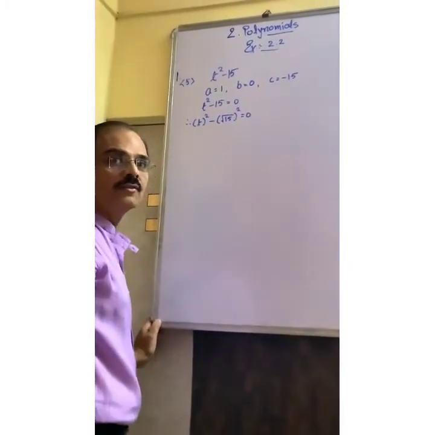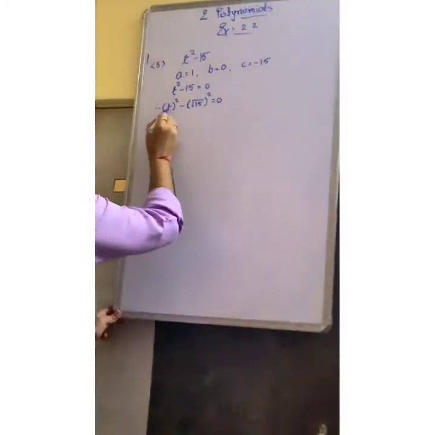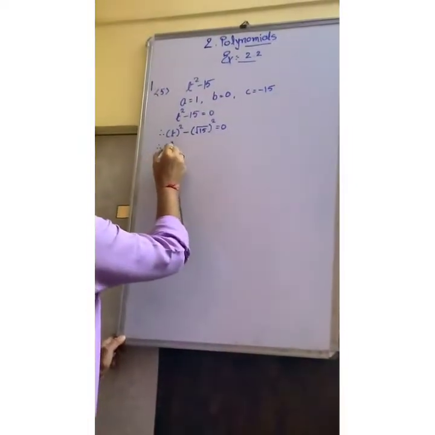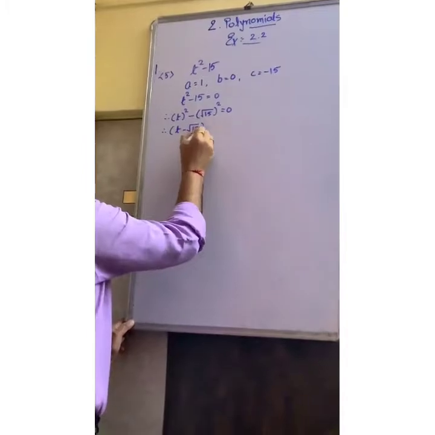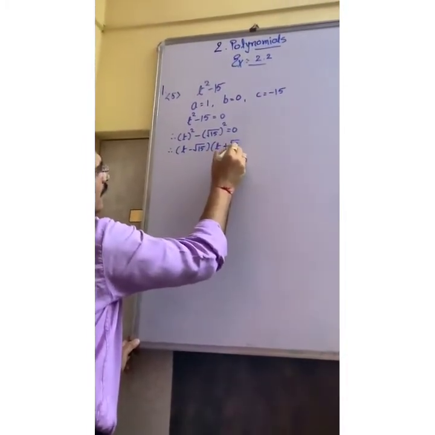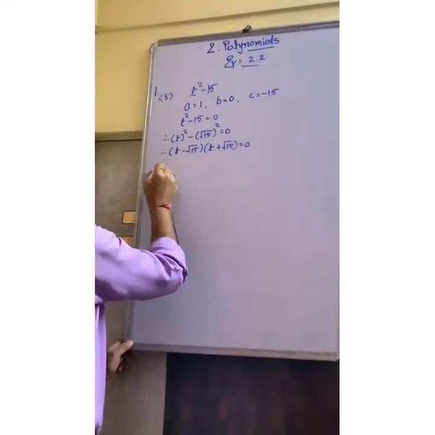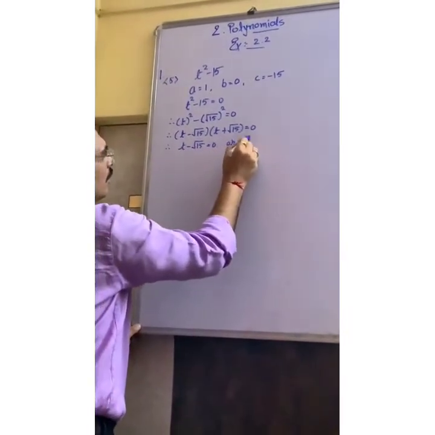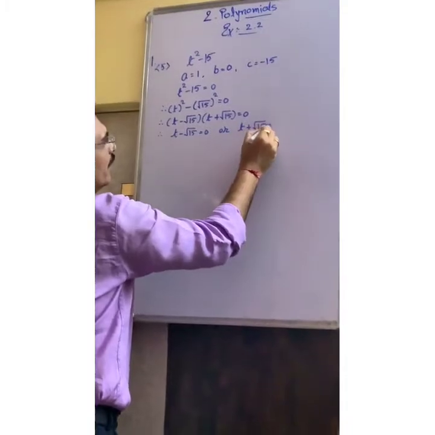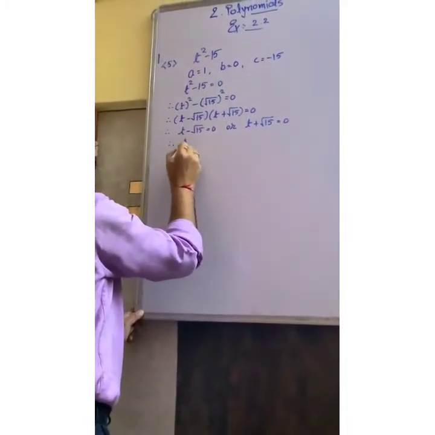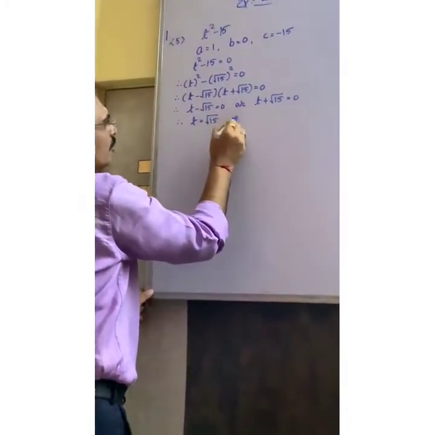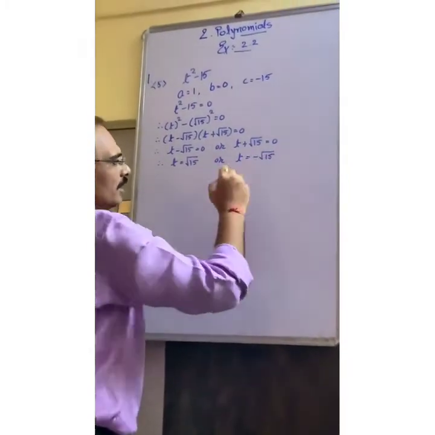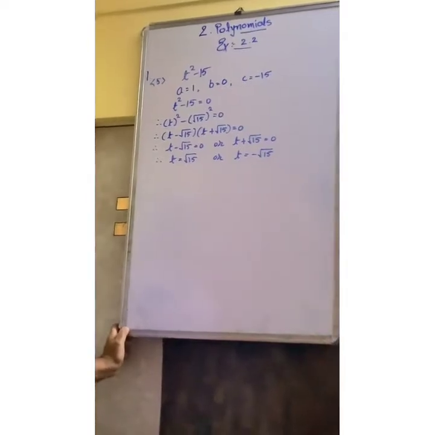Square and square root cancel, as you know. This is a square minus b square, very well known. So factors are a minus b, a plus b equal to 0. So t minus root 15 equal to 0 or t plus root 15 equal to 0. So minus root 15 move other side, plus root 15, plus root 15 move other side, minus root 15. So these are the zeros of the given polynomial.